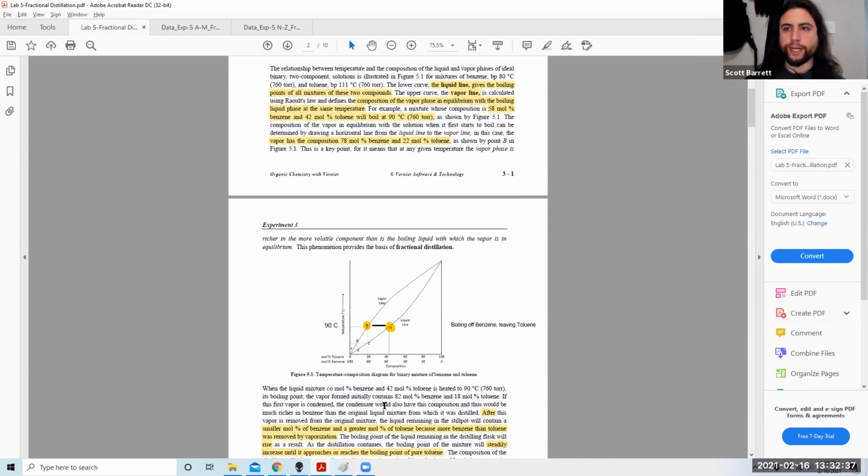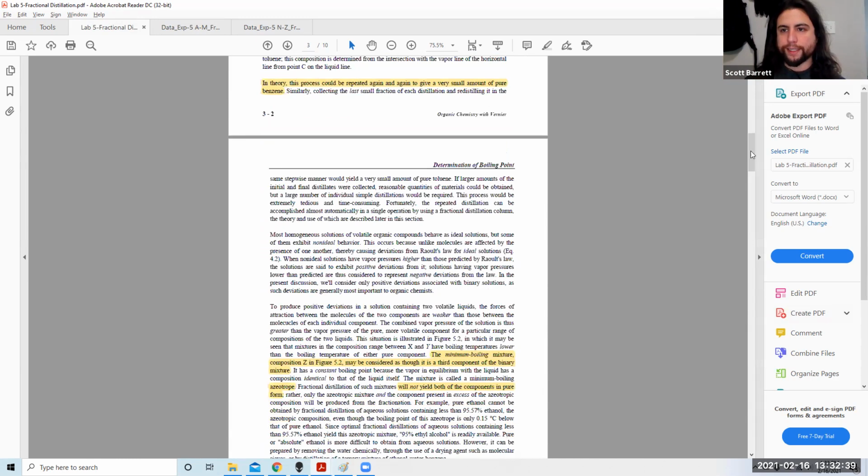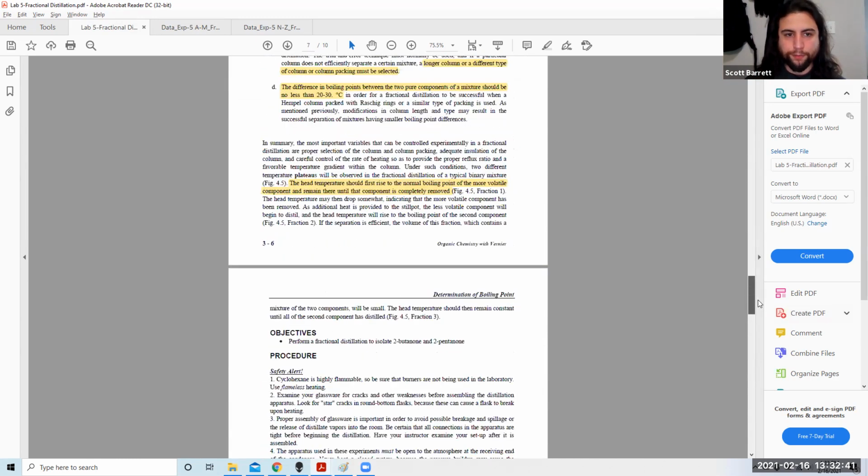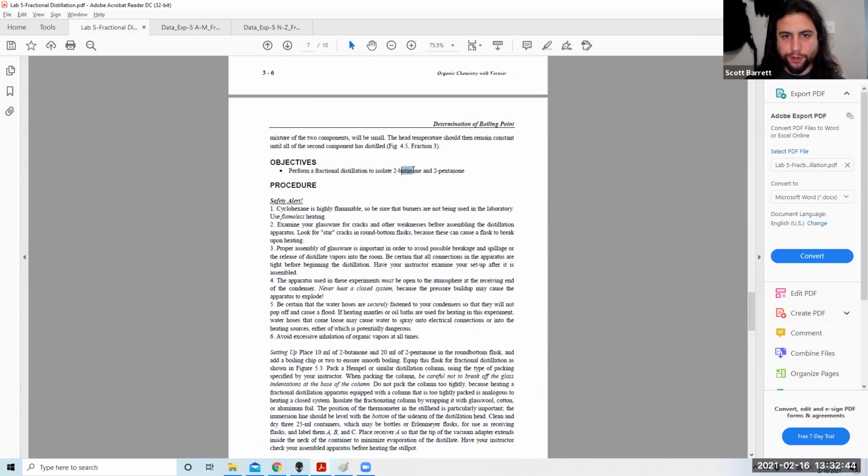Another key point of organic is to understand boiling points, as whenever you look at something, butanone versus pentanone, you would know that butane is a 4-carbon, pentane is 5-carbon. And as you increase the amount of carbons, that increases the boiling point. So that is the reason that 2-butanone has a boiling point of 80 degrees Celsius and 2-pentanone has a boiling point of 110 degrees Celsius.